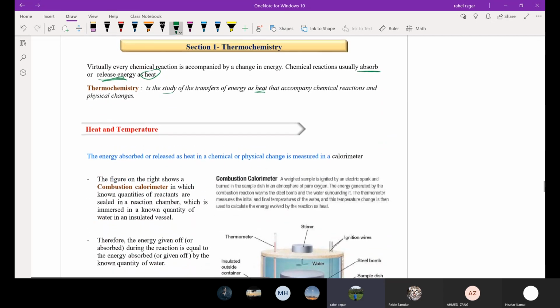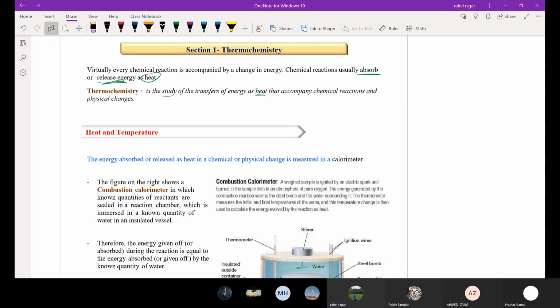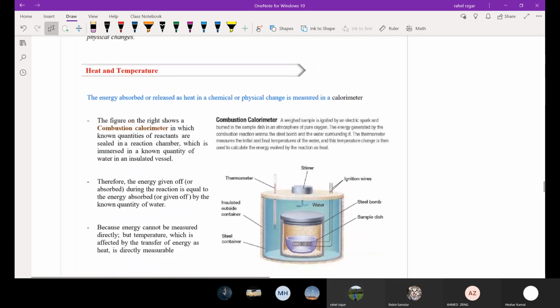First, there are a couple of things that we have to learn, a couple of terms that we have to understand. The energy absorbed or released as heat in a chemical or physical change is measured in a calorimeter device. When energy is released or absorbed, we have a device to measure that amount of energy, and we call it a calorimeter. Calorie is a unit of energy. Meter means measuring the calorie.